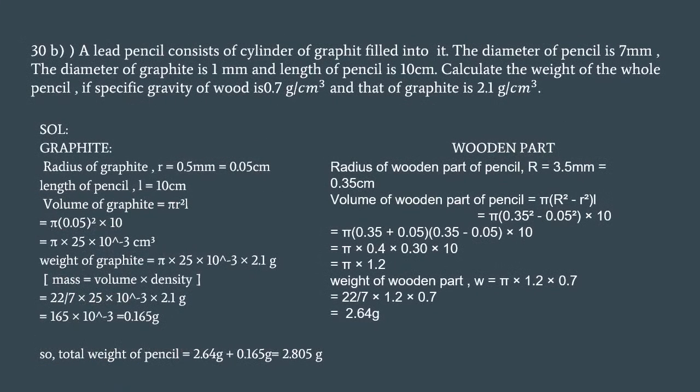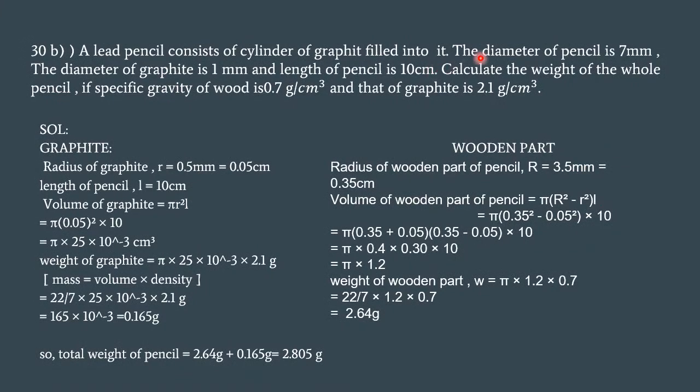30 b-bit: a lead pencil consists of a cylinder of graphite filled into it. The diameter of the pencil is 7 mm. The diameter of graphite is 1 millimeter and length of pencil is 10 centimeter. Calculate the weight of the whole pencil if specific gravity of wood is 0.7 gram per centimeter cube, and that of graphite is 2.1 gram per centimeter cube.